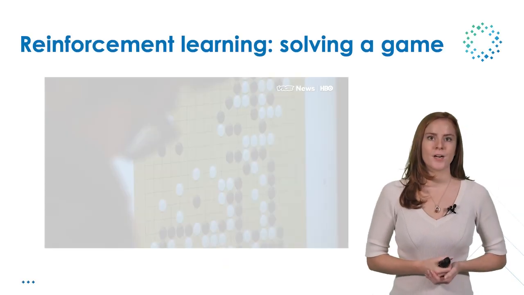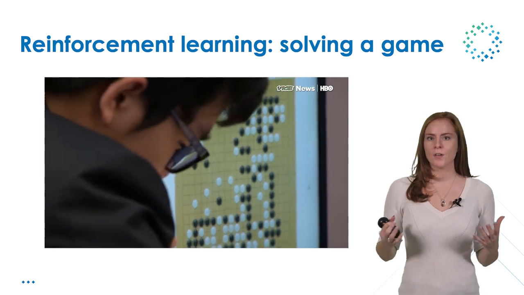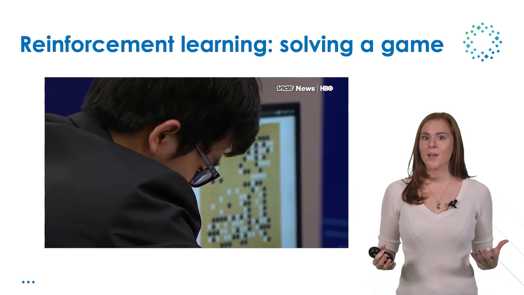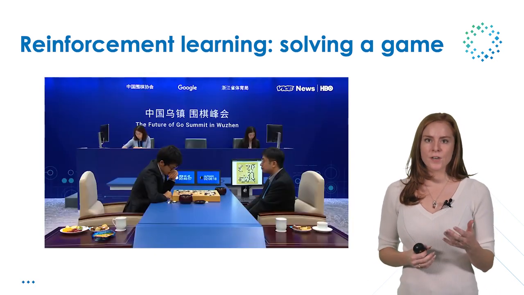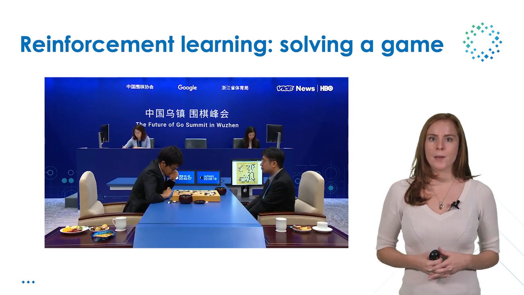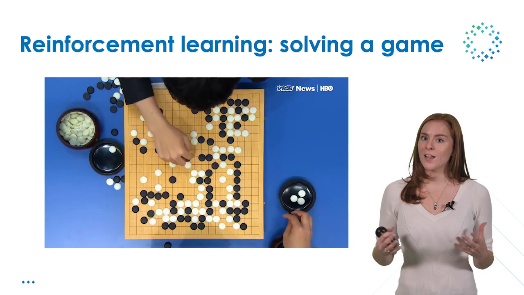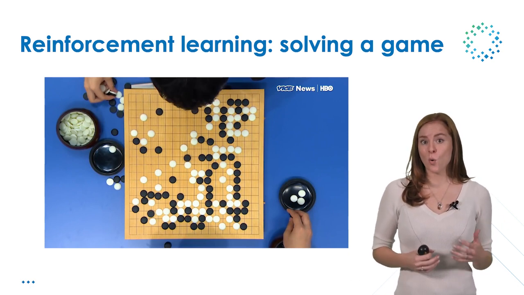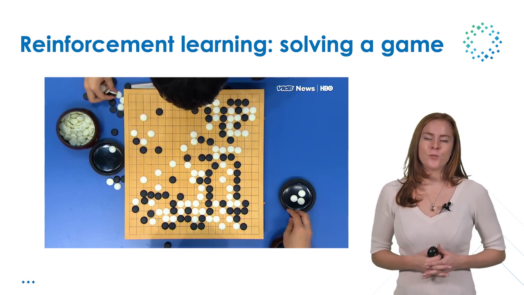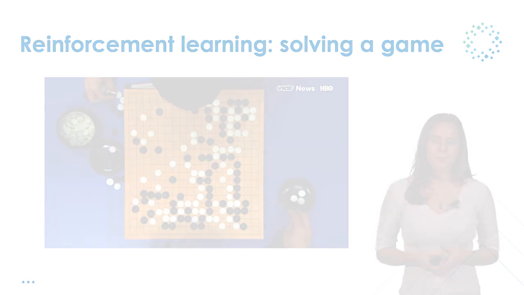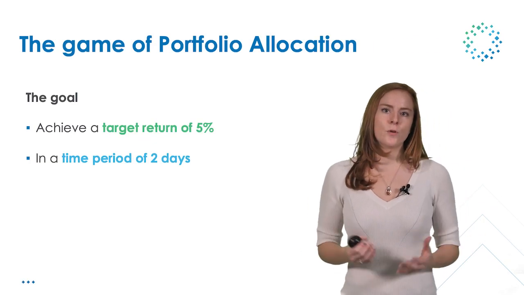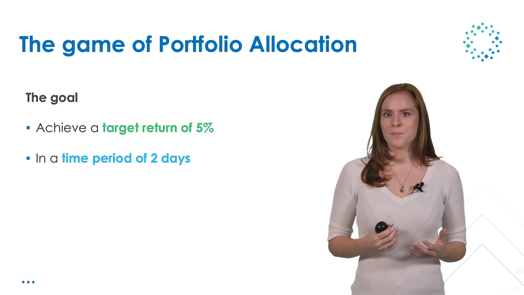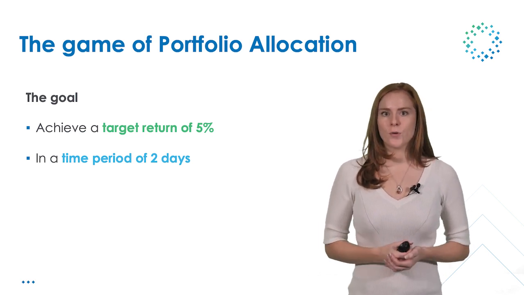In reinforcement learning, it's very typical to think of solving a problem as learning to play a game as well as possible. This video is filming the world champion at the game of Go playing against an RL agent trained by DeepMind. In this very game, the RL agent won, which was a big advancement for the field of reinforcement learning. So let's frame the portfolio allocation problem as a game, the game of portfolio allocation.